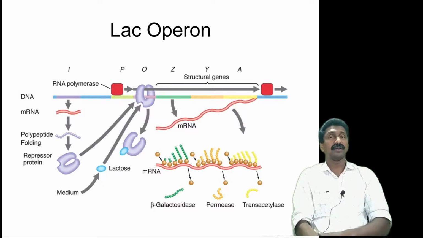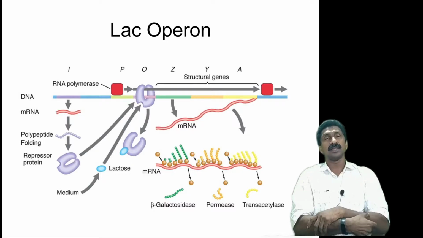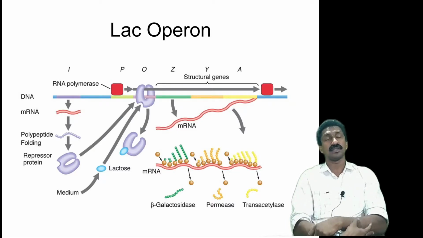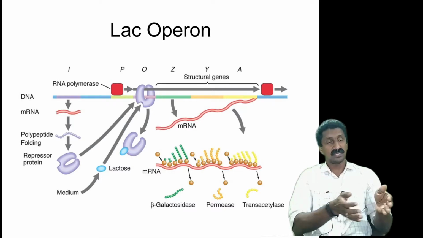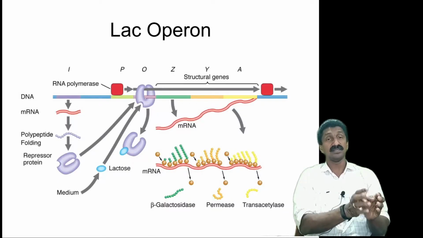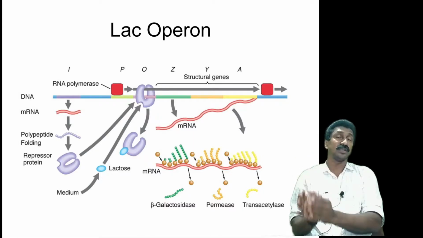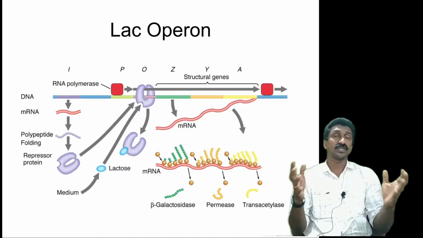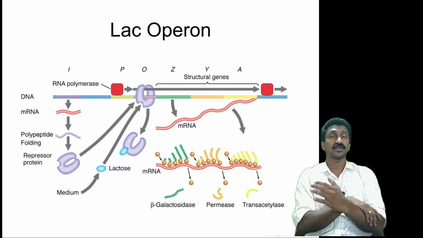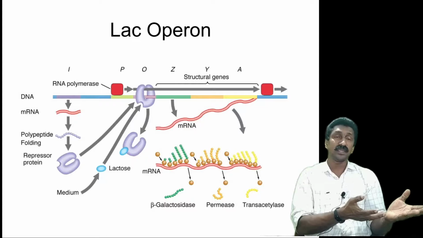The rare molecule, that is an isomer of lactose, allolactose, will bind to the repressor protein so that it can relieve the repression. So if allolactose is present, that indicates the presence of a very large quantity of lactose in the medium, because it is a rare isomer, for example in a 99 to 1% proportion. In that proportion, the allolactose concentration will be there. So in the absence of lactose, there will not be any allolactose.